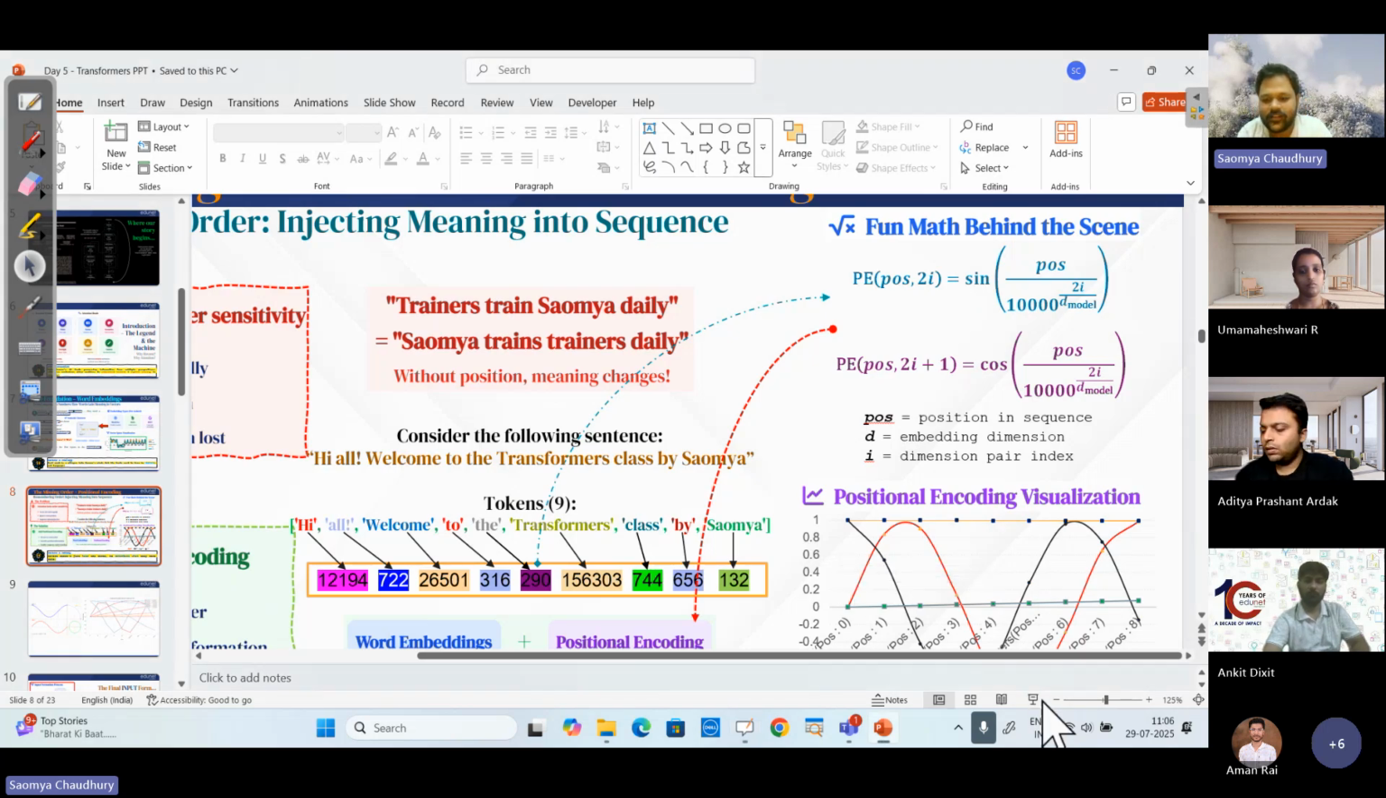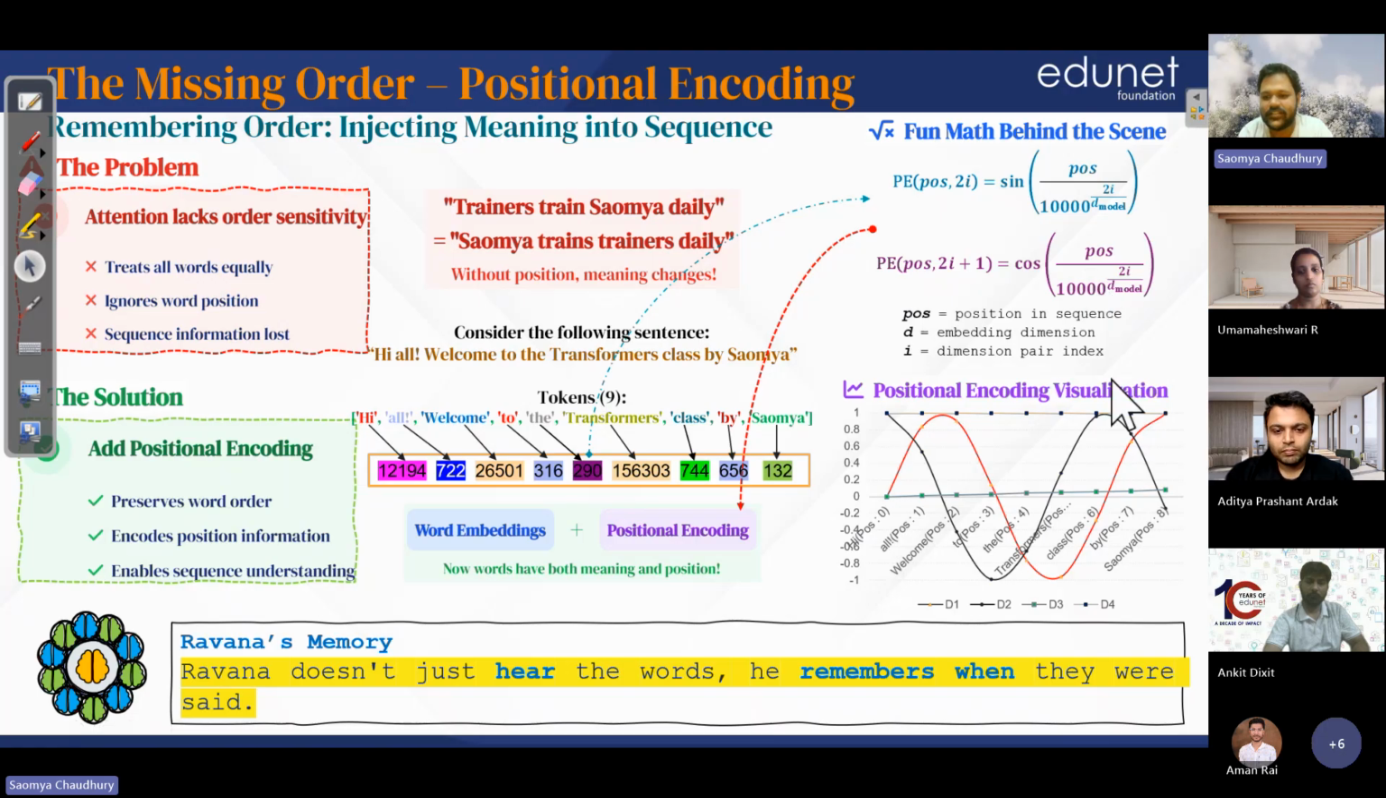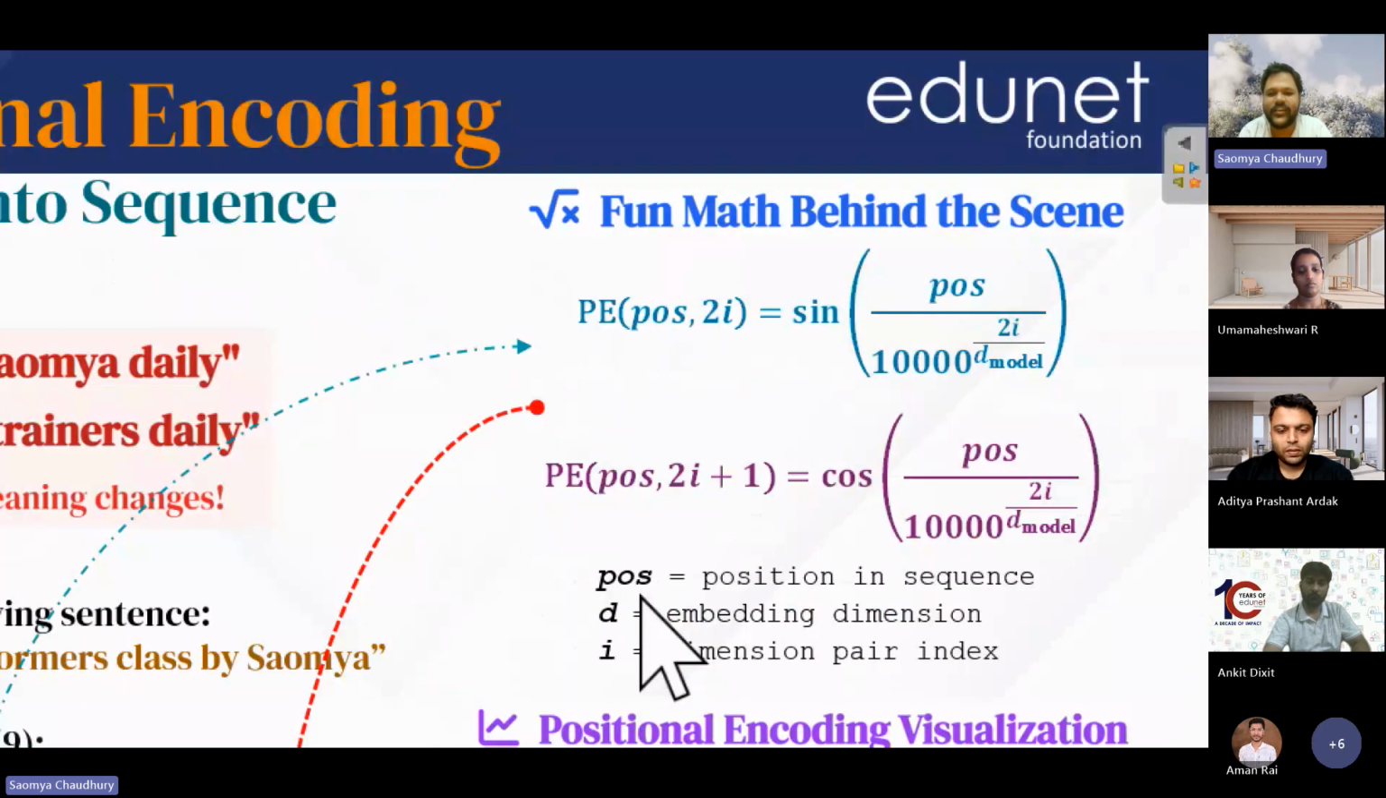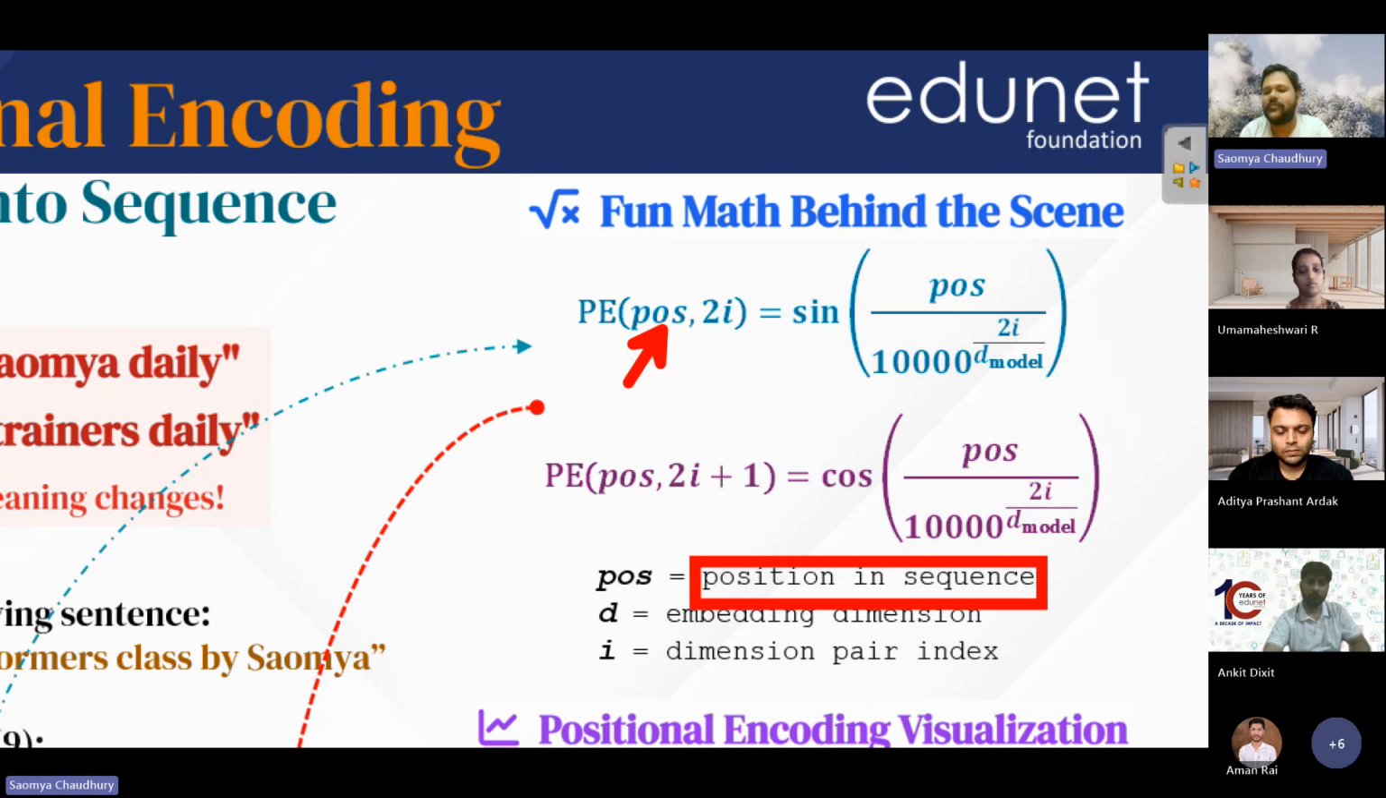I won't go in depth on this. I'll just talk about it a little bit so that we have an understanding. So behind the scenes, how it works out: you have POS, you can see the position in the sequence. There's a formula here, and you see the main component is the sine and cos variant.